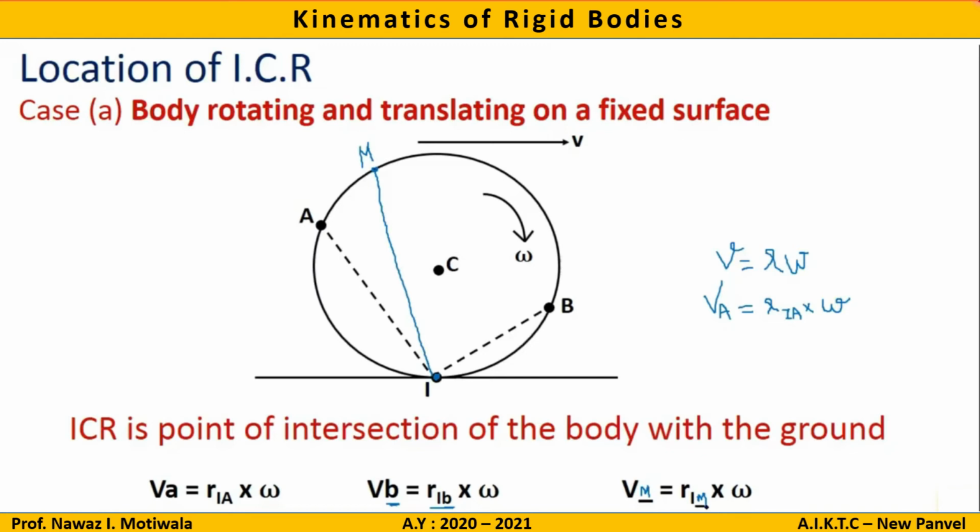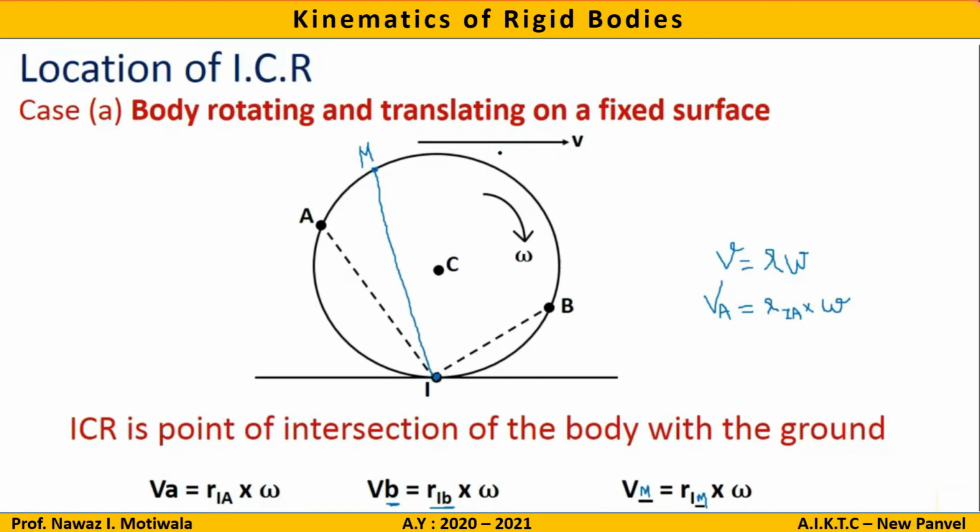We have to use one simple relation, v is equal to r omega, where r is the distance from ICR to that particular point. That's the important point which we need to remember. R is the distance from ICR to that particular point at which we are interested to find out the velocities.